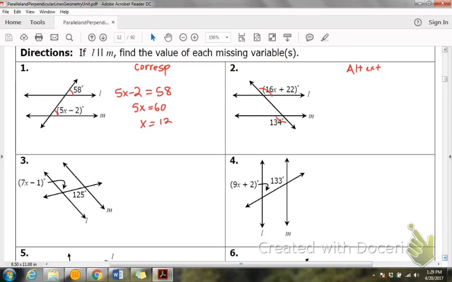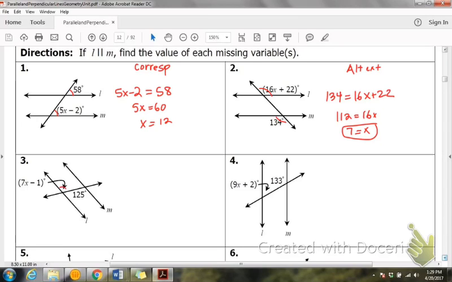Oh, that's the... Okay. So we're going to set these equal to each other. 134 equals 16x plus 22. I know you guys can solve this. What is that? 112 equals 16x. What does x equal? 7. Okay. All right, so we're just going to go through and kind of set these up, because this part's easy, right? Once you get it set up, you can solve these. All right, so let's look at number 3.